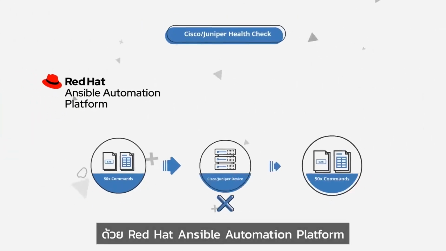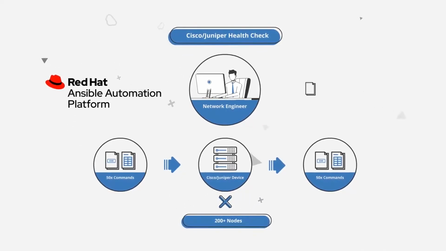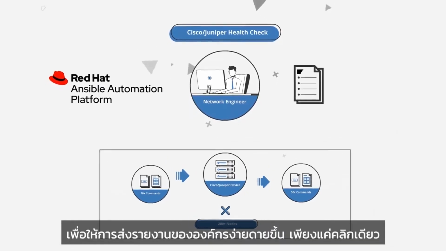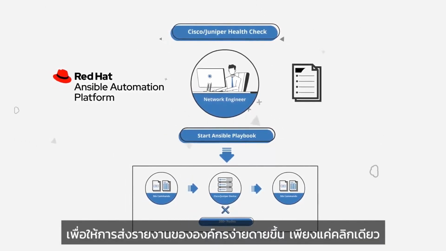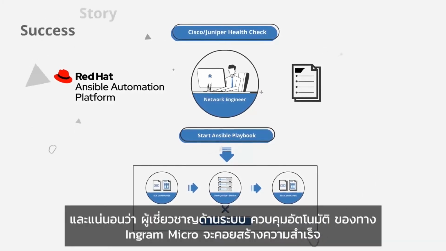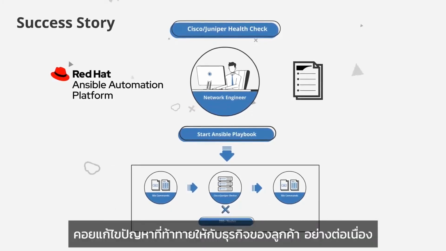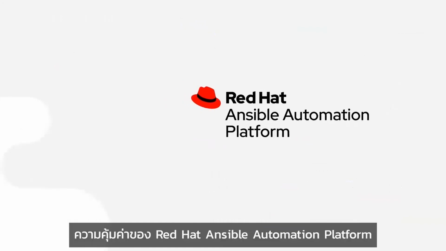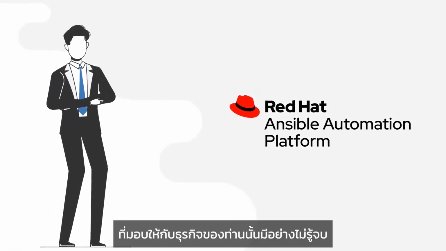With the Red Hat Ansible automation platform, coupled with Ingram Micro's experts, we scripted an Ansible YAML playbook for the company. And now, a simple click of a button is all it takes to prepare the final report submission. Of course, our team of automation experts are constantly creating new success stories as we continue to solve our customers' business challenges. The value Red Hat Ansible automation platform can provide for your business is endless.